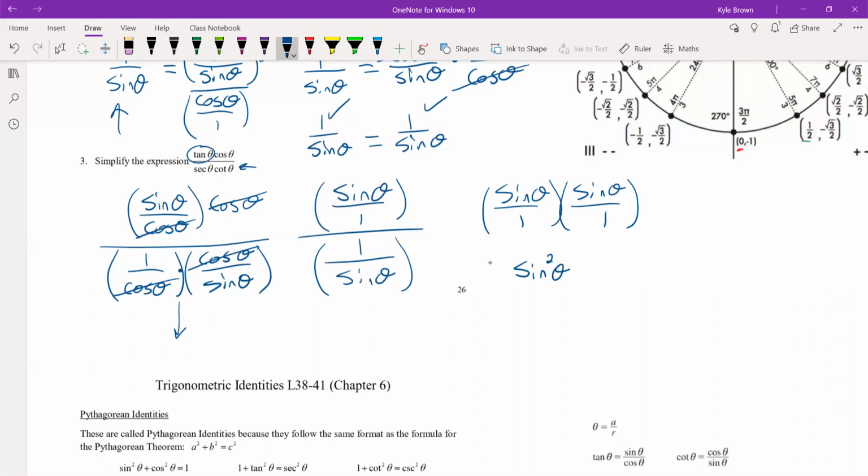Now, we haven't talked much about the way we write this. Maybe this is the first time you've seen it. When I write sine squared theta, that's just a fancy way of writing sine functions, where it'd be the same thing as writing sine theta squared. They mean the same thing. We just write it a little bit differently. So either way. Okay, so that's it. So there's your simplified expression there.